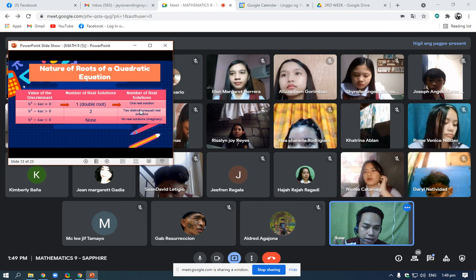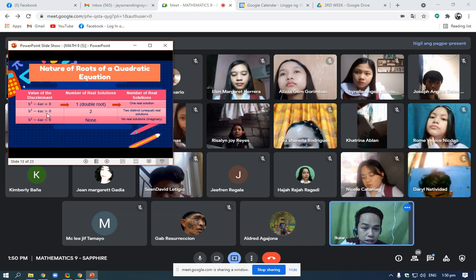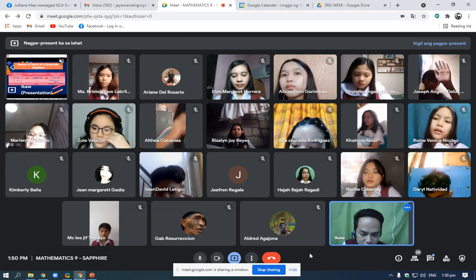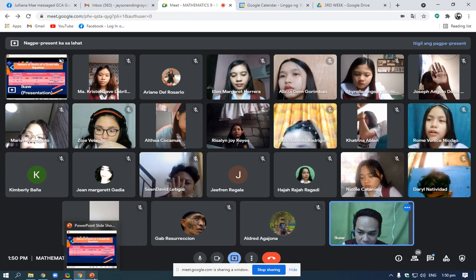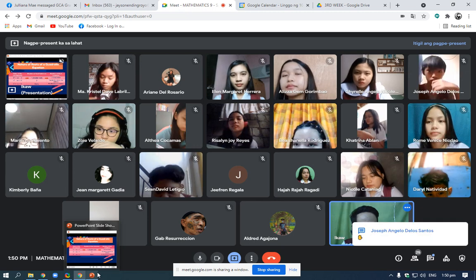Then, second one, if the discriminant is greater than 0. Take note. Greater than 0, what are the numbers greater than 0? Can you give me one number greater than 0? Marianne? Okay, 1 up to positive infinity. 1, 2, 3, 4 up to positive infinity. Is negative 1 greater than 0? Yes, that is no. Negative infinity are less than 0.